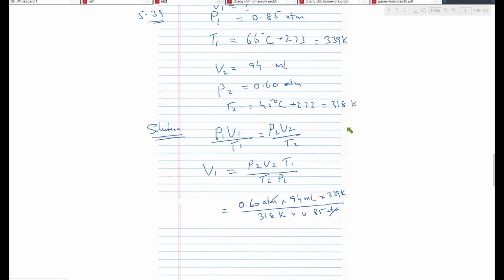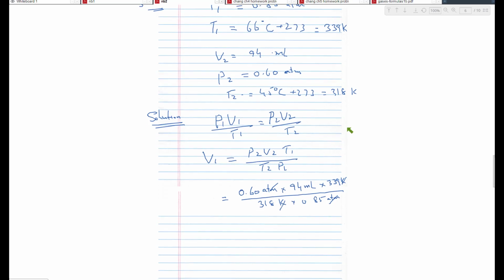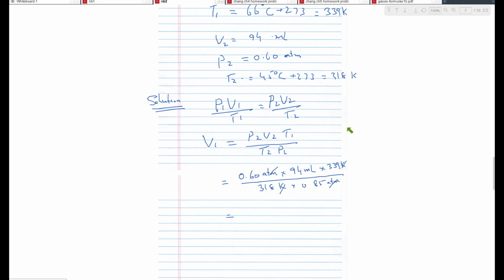You don't have to convert anything, just keep it. In this case you can use any unit for pressure and volume, but temperature of course must be Kelvin. K and K cancel. Which unit is still there? ml. So your answer is going to be in ml. I'll get the number by using the calculator. We're going to keep 2 sig figs. 71 ml, that's correct. That's the answer.